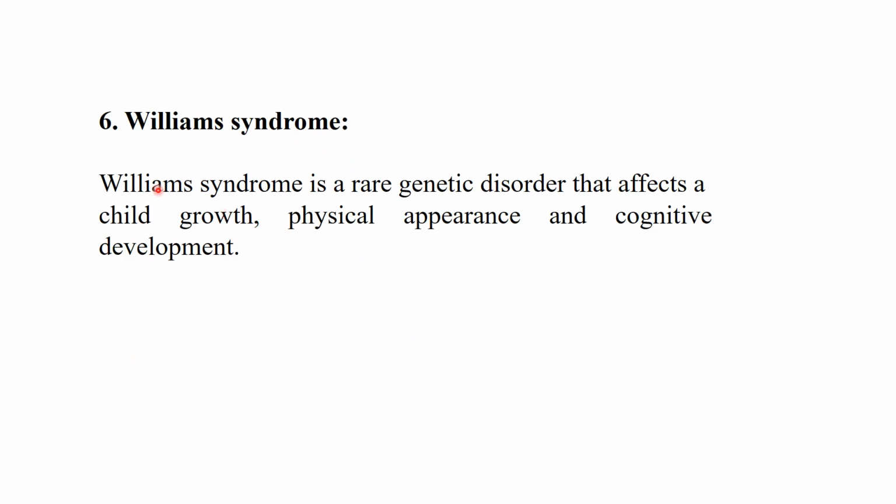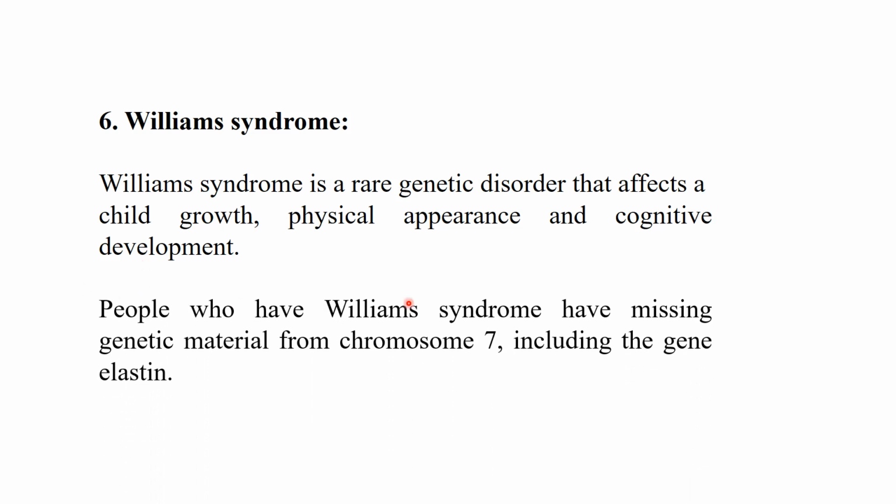Williams syndrome. Williams syndrome is a rare genetic disorder that affects the child's growth, physical appearance, and cognitive development. People who have Williams syndrome have missing genetic material from chromosome 7, including the gene elastin.